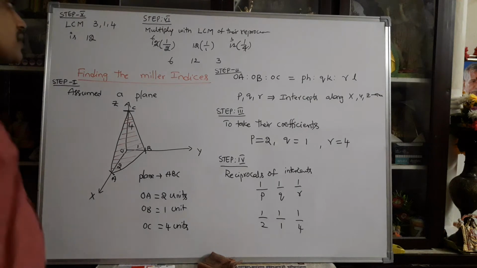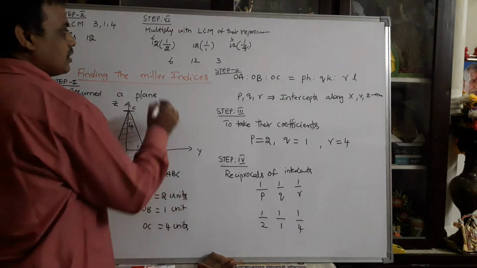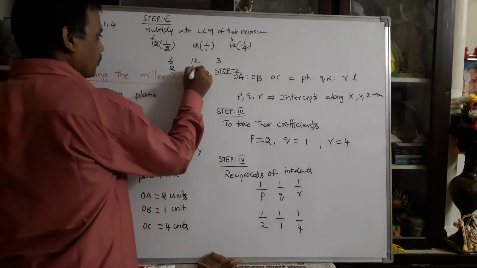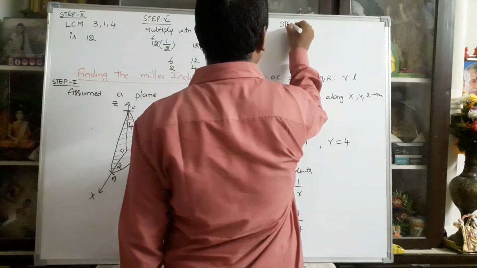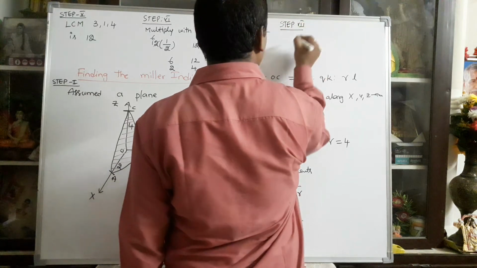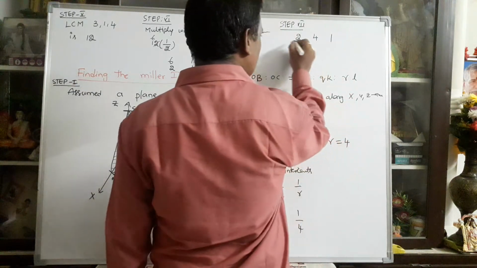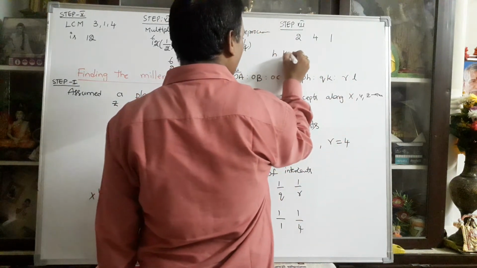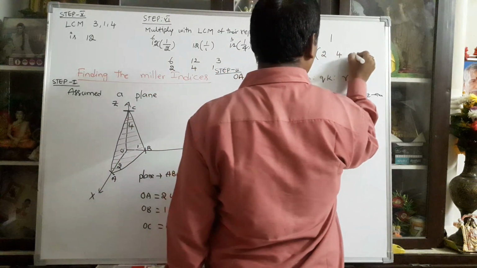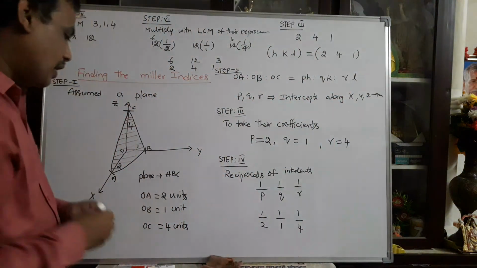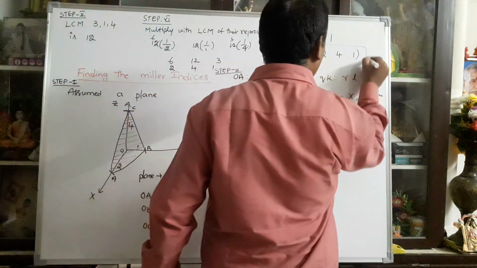No, these are not the smallest numbers. In the entire 6, 12, 3, the common factor 3 can be cancelled. Nothing but 2, 4, 1. These are the smallest numbers. Step number 7: the smallest numbers obtained are 2, 4, 1. These smallest numbers are nothing but your Miller indices, which are expressed in terms of h, k, l. Nothing but 2, 4, 1. So that is the Miller indices calculation.